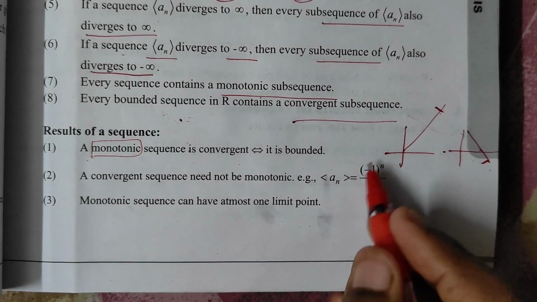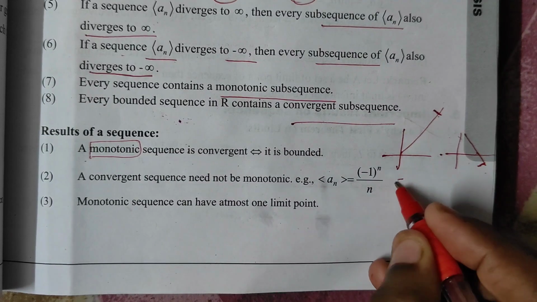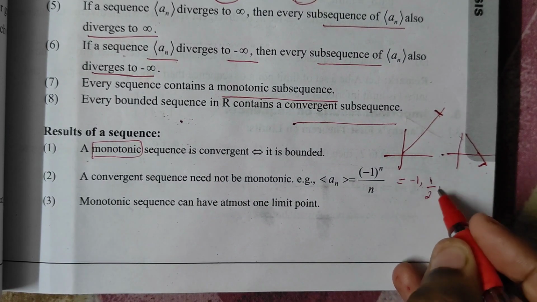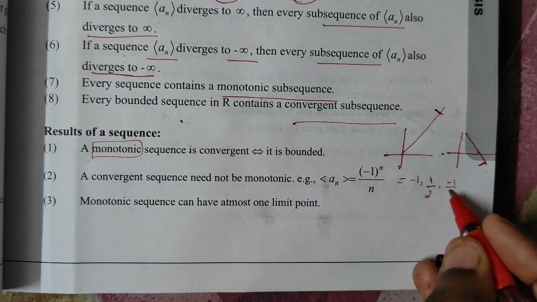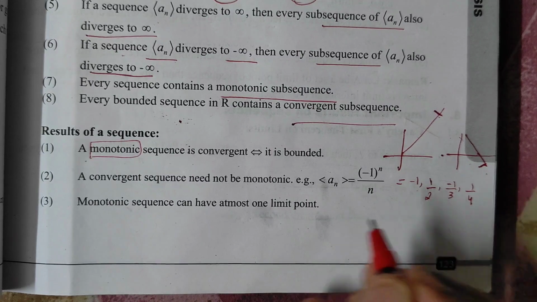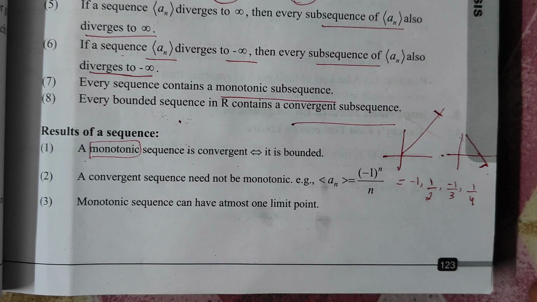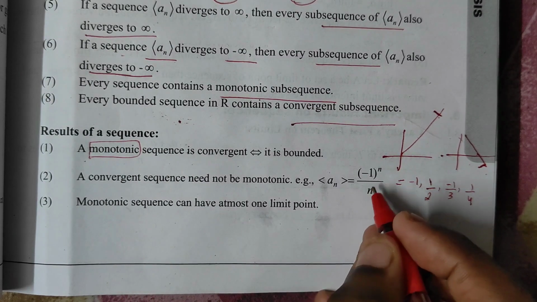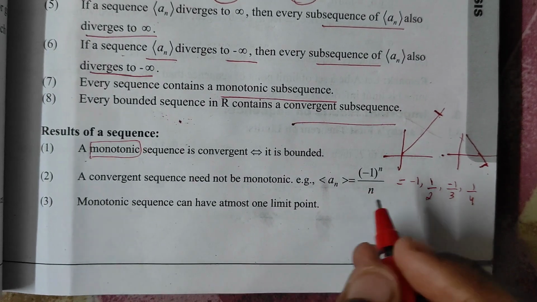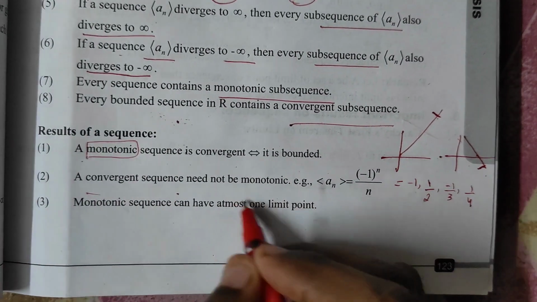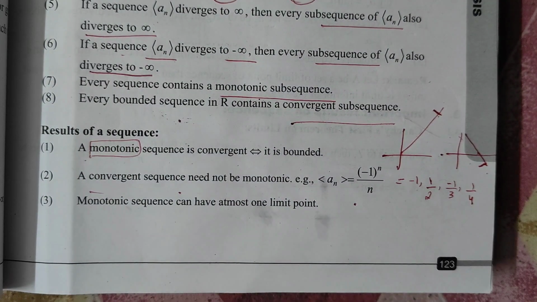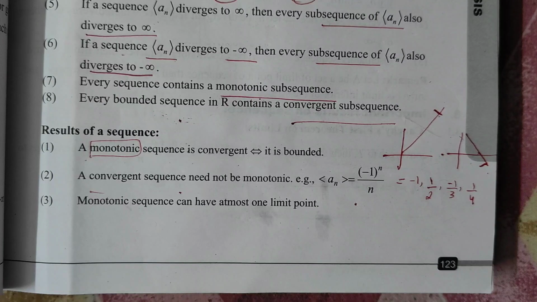Suppose you are considering 1 here, you will get -1. For 2 here, you will get 1/2. When you get 3, it is -1/3. When you get 4, it is 1/4. Right. So this also converges to a particular limit, because when you put infinity you will get 0. Okay, so it is a convergent sequence, but it is not monotonic. Both negative numbers as well as positive numbers come alternately, right?